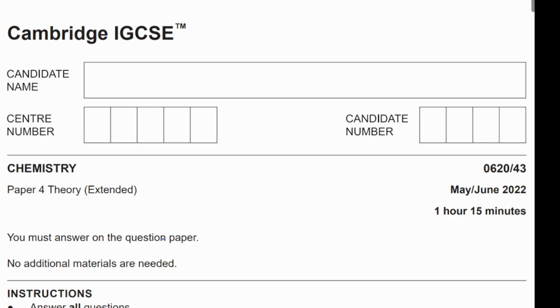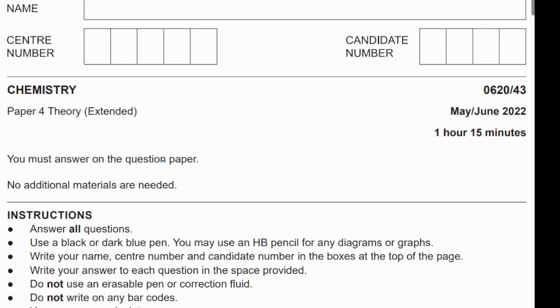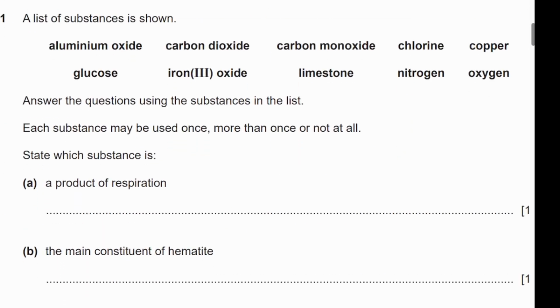This paper is 1 hour and 15 minutes long, and the total marks is 80. Okay, so let's start. Question 1. A list of substances is shown. Answer the question using the substances in the list. Each substance may be used once, more than once, or not at all.